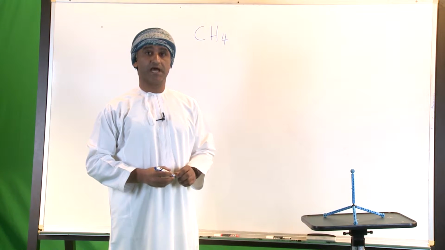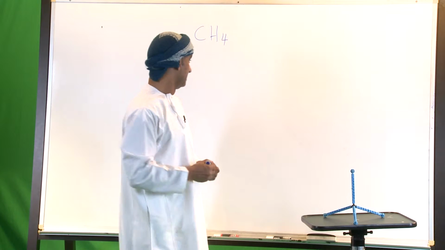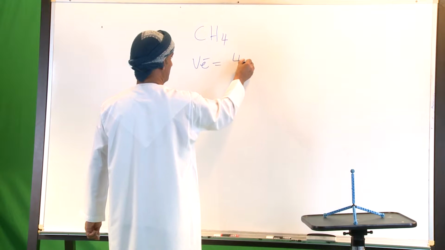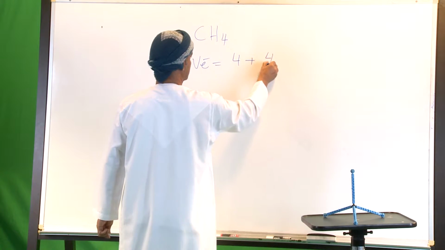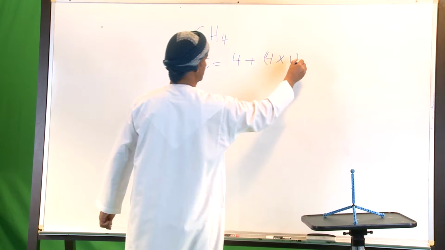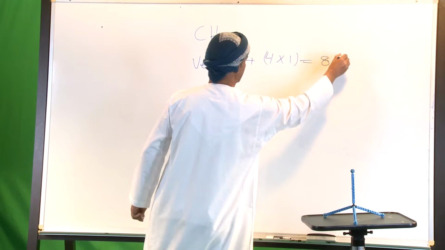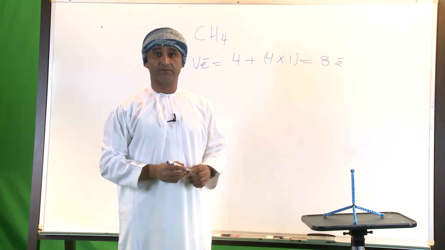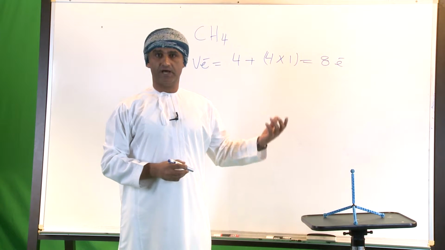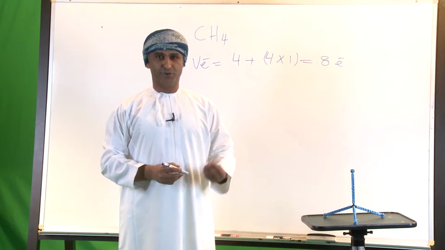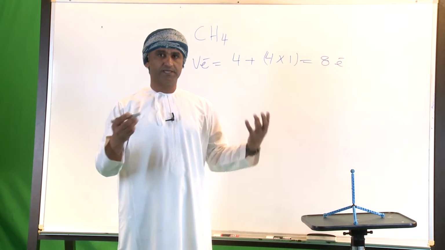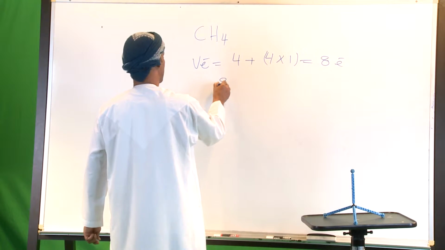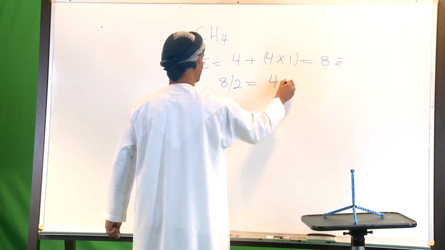And for that, we need to calculate the total number of valence electrons. In this case, the number of valence electrons from carbon is 4 plus 1 from each of these 4 hydrogen atoms. So the total number of valence electrons is 8. If we divide 8 by 2, we get 4 electron pairs. That's exactly what we always do: divide the total number of valence electrons by 2 in order to get the total number of electron pairs in what's to be written as a possible Lewis structure.